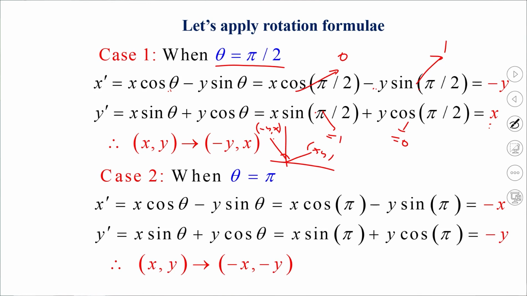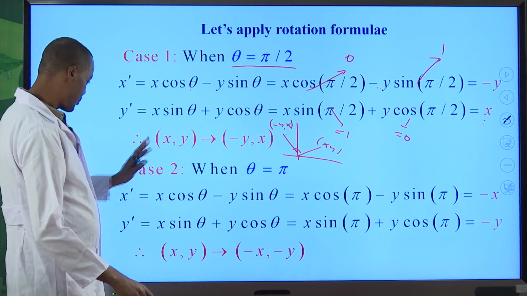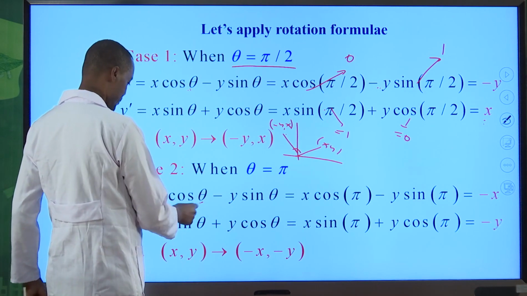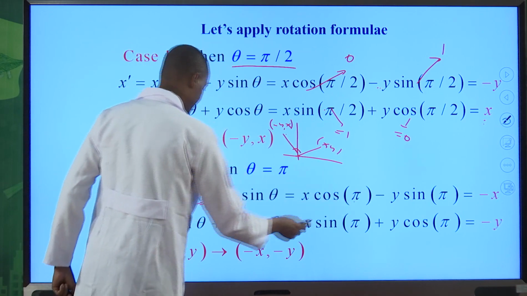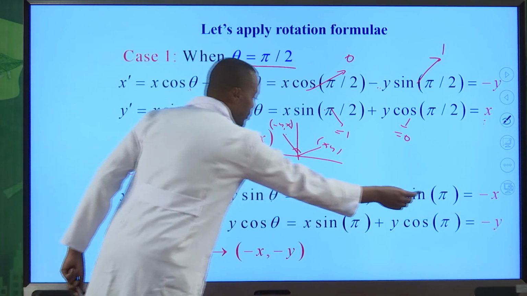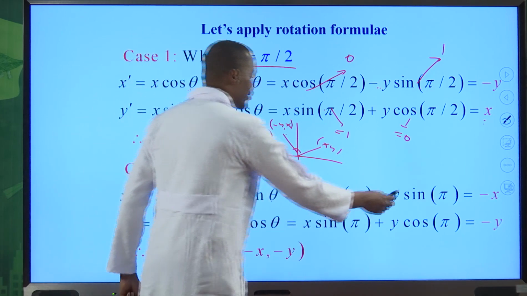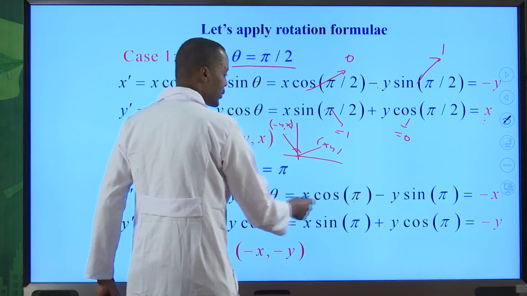And the second case is when theta is equal to pi, that is 180 degrees. In a similar way, now you substitute pi for cosine and pi for sine, and the cosine of pi is minus 1 and the sine of pi is now 0, and I'm left with minus x.